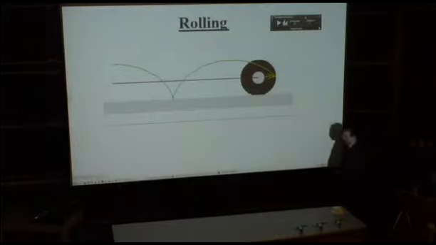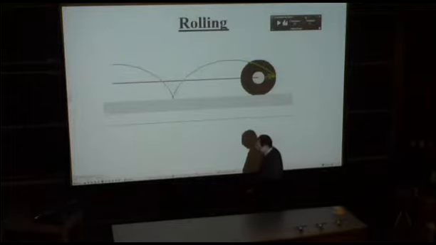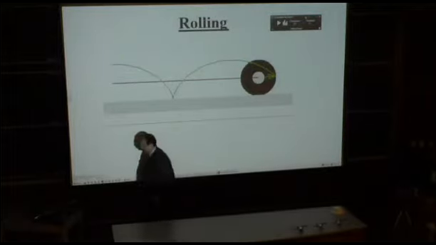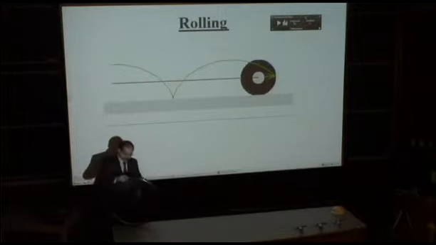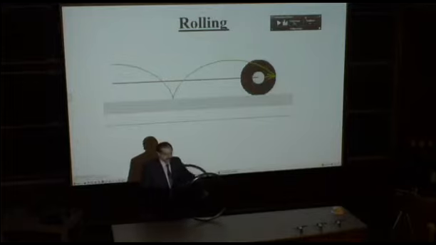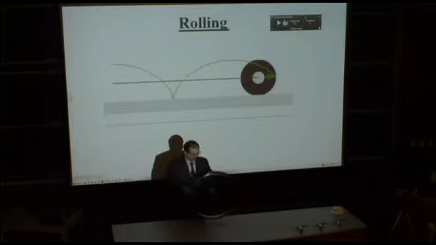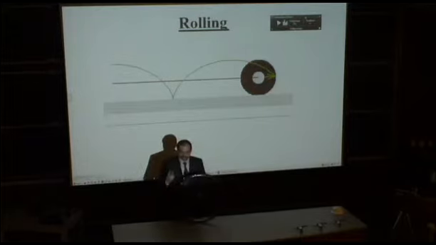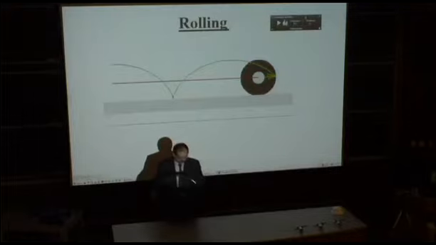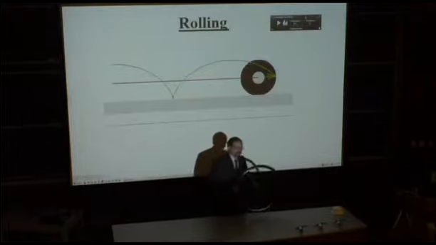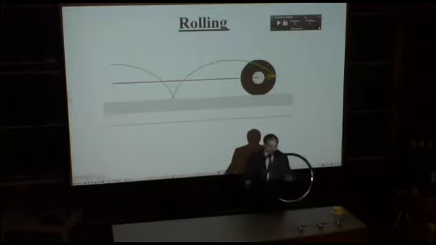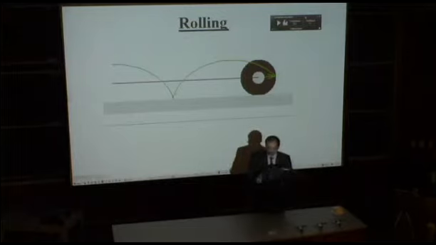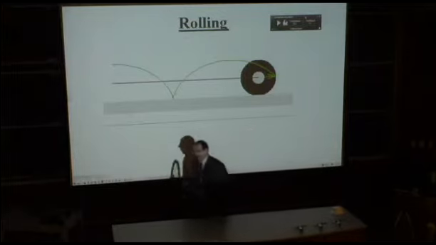Finally, this is the motion, the most complicated motion. Yeah? This is how it looks. It's a combination of both. So this is what we call translational motion, or linear motion. This is what we call rotational motion. So rolling is a combination.